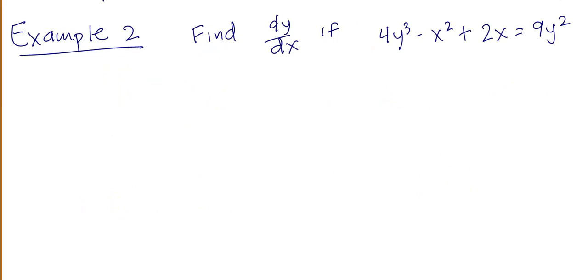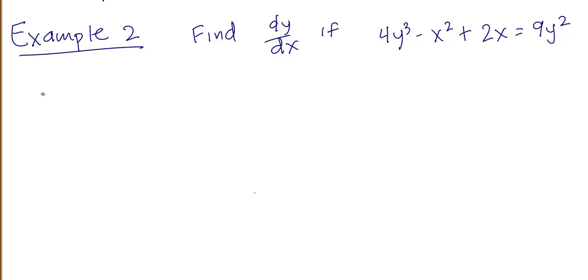Now in our next example, let's find dy/dx, or find the derivative of y with respect to x. If we have this equation, notice this equation, it would be very difficult to get y by itself because we have a y cubed and a y squared. Explicit differentiation would be very, very difficult. So let's go ahead and use implicit differentiation, where again we take the derivative of each term like we normally would, but whenever we see y, we have to tack on the expression dy/dx.